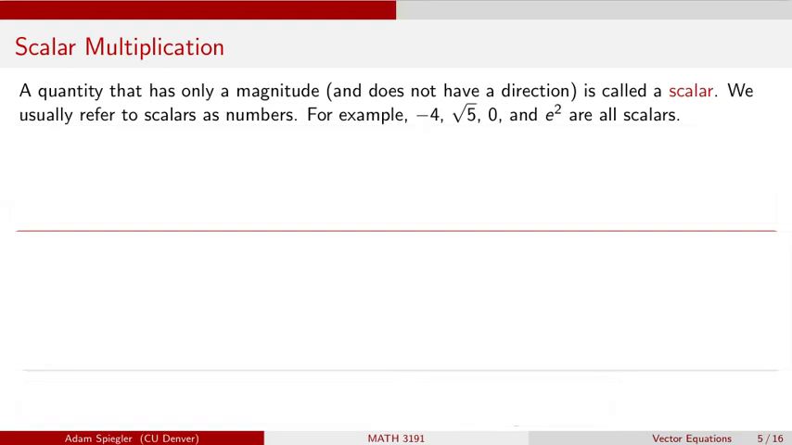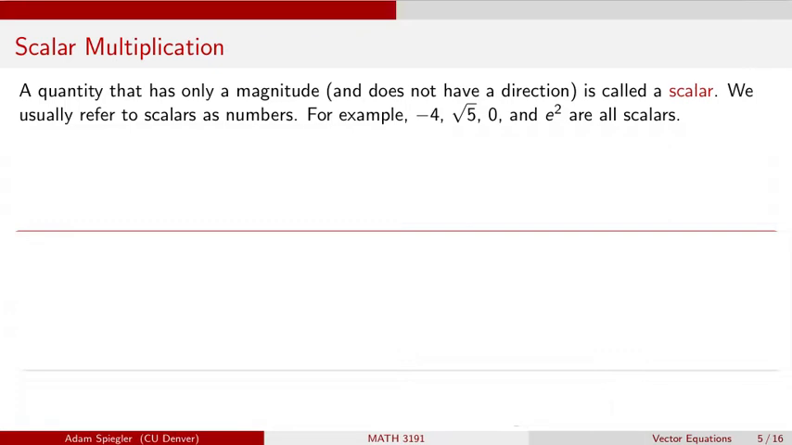Okay, the next operation on vectors that I want to talk about is how we can multiply what's called a scalar times a vector. We'll see multiplication with vectors is a little bit more complicated. There actually are different ways that we can define the multiplication of two different vectors. That's not what we're going to do here. First of all, a scalar is a quantity that only has magnitude and does not have any direction. In other words, these are just numbers that we're typically used to working with, things like minus 4, square root of 5, 0, e squared. They have a magnitude, but they do not have a direction.